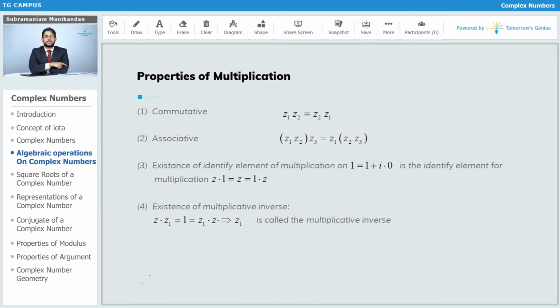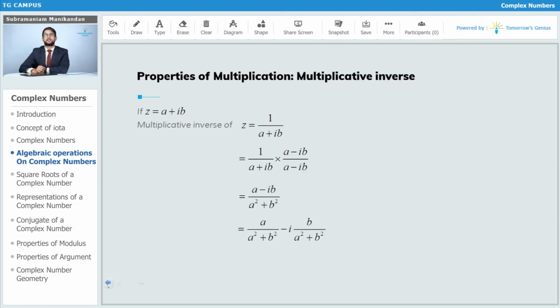And then there's the existence of multiplicative identity. So if I multiply some complex number z by the complex number 1, I get z, right? And the existence of multiplicative inverse, that is, if I have a complex number z and if I multiply it by another complex number which is the multiplicative inverse of that, I should get 1. How do I get this complex number?